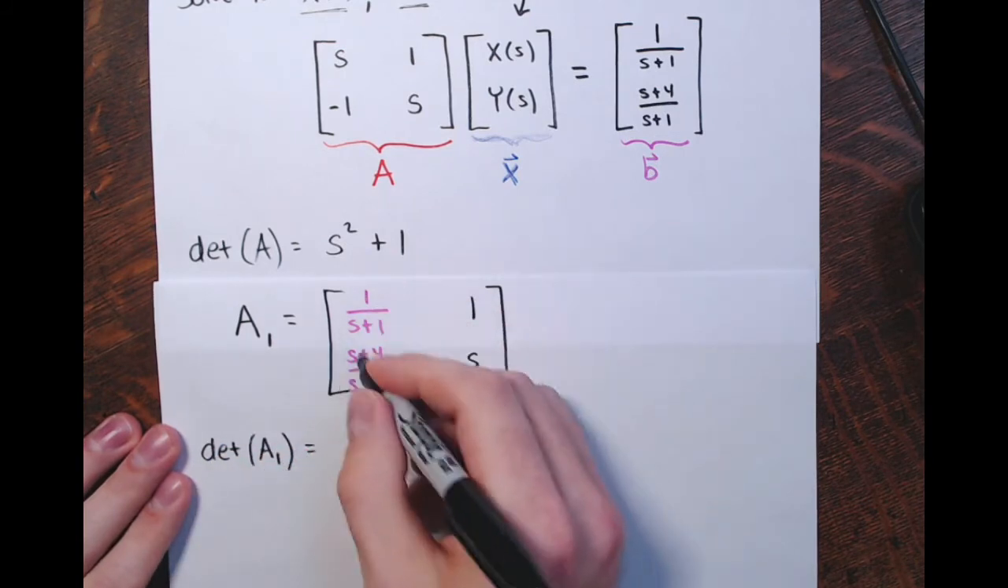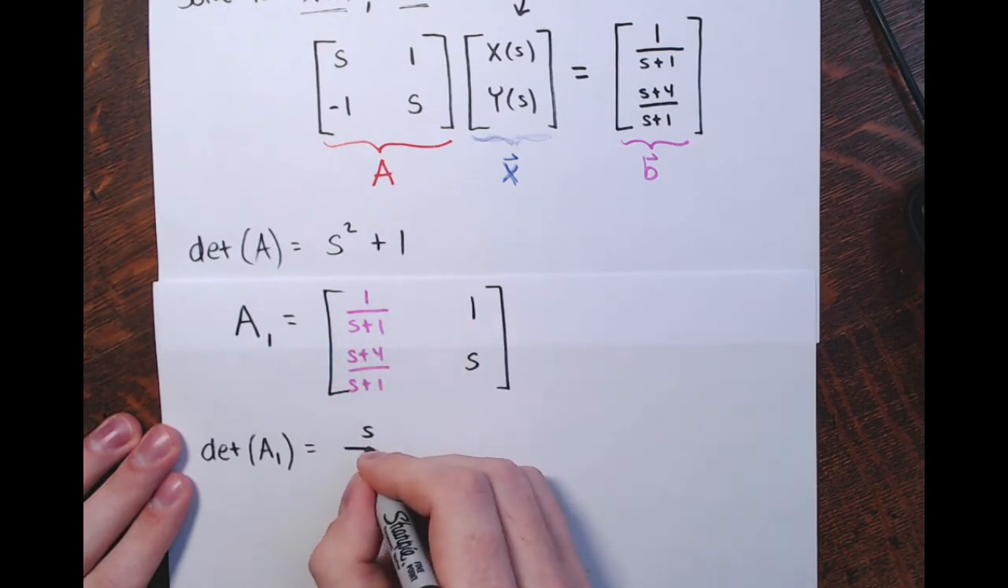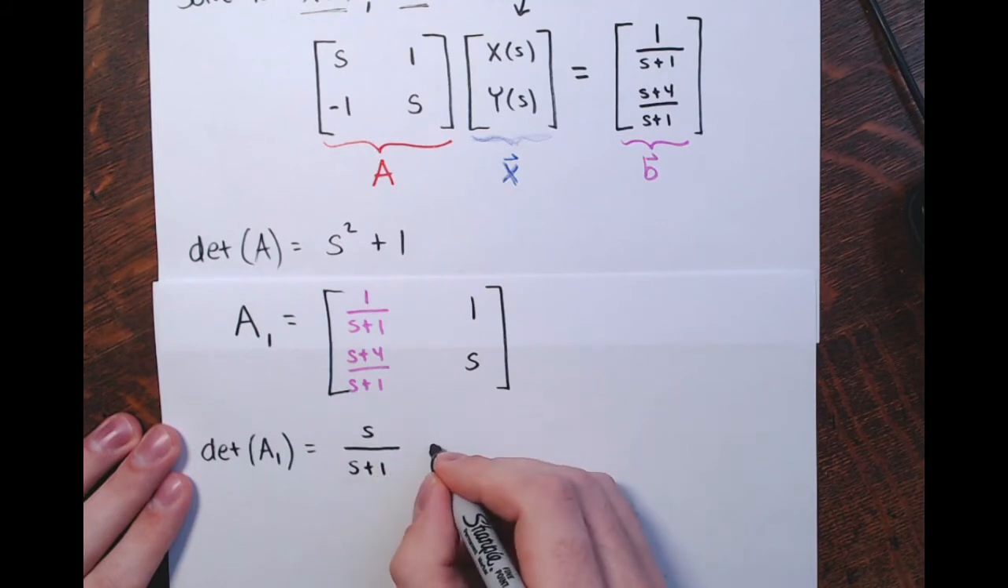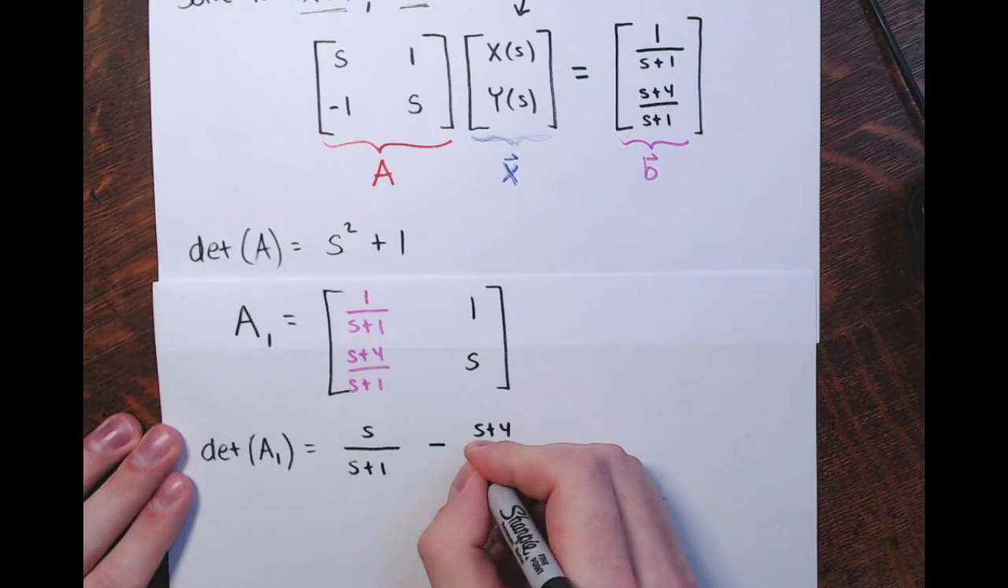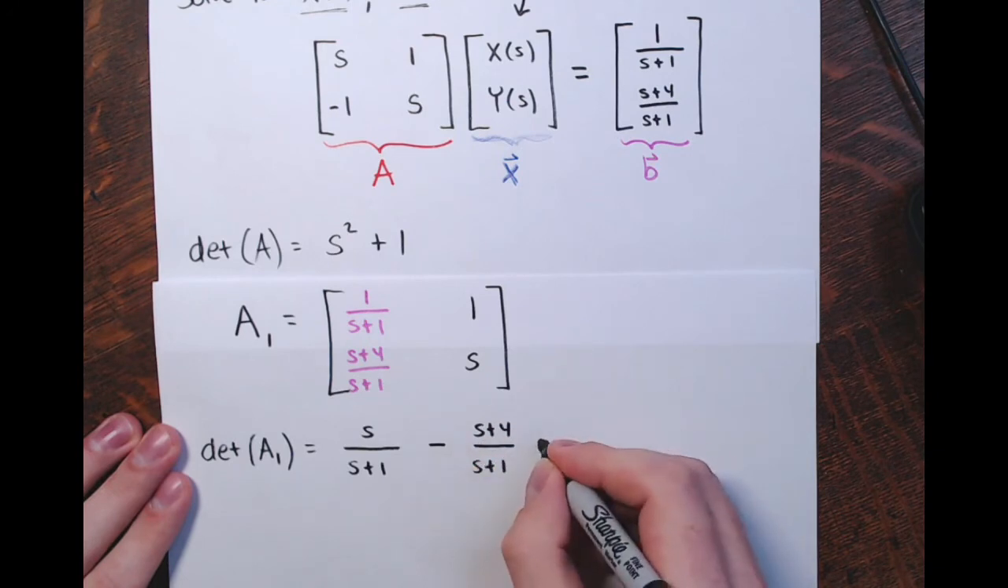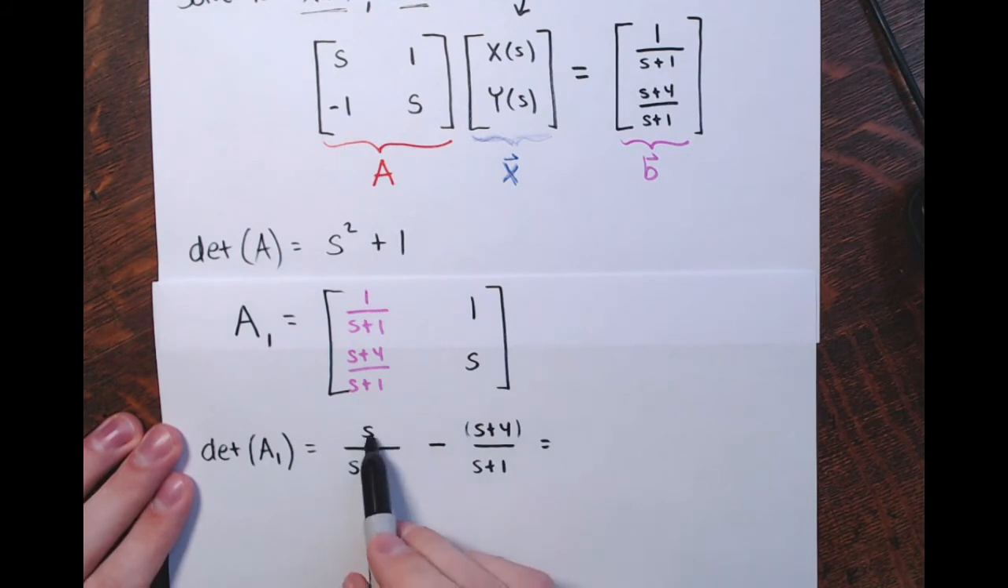Nice 2 by 2. It would be s over s plus 1. I want to multiply these two, minus, and then 1 times this would be minus s plus 4 over s plus 1. Now you're subtracting that whole numerator, right? So it's s minus the quantity s plus 4 over s plus 1.